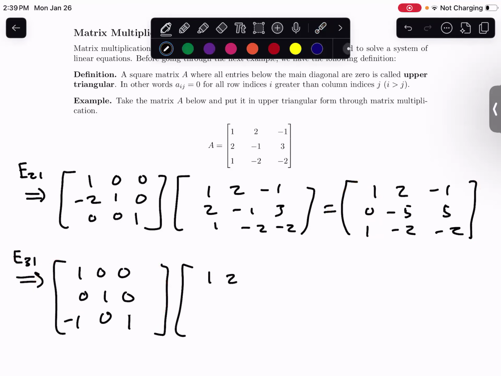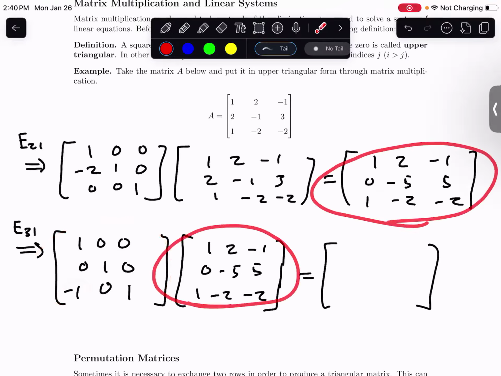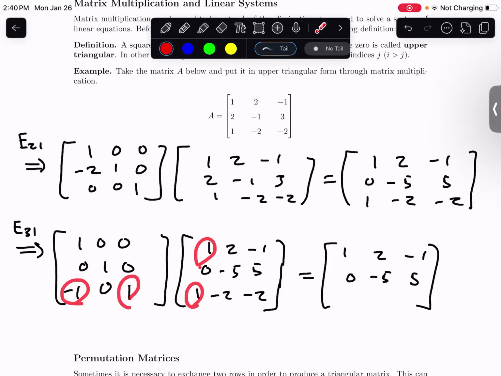So this is going to be 1, 2, -1, 0, -5, 5. The first 2 rows stay the exact same. The only thing we're changing is the last row. Oh wait, what am I doing? Sorry, I was already thinking about the matrix multiplication. So we multiply this elimination matrix by the matrix we derived earlier. Again, the first 2 rows stay the exact same. The only thing that's changing is the third row. And for the third row, we do -1 times 1 and then +1. So it's the dot product of this row with this column, which will give you 0.